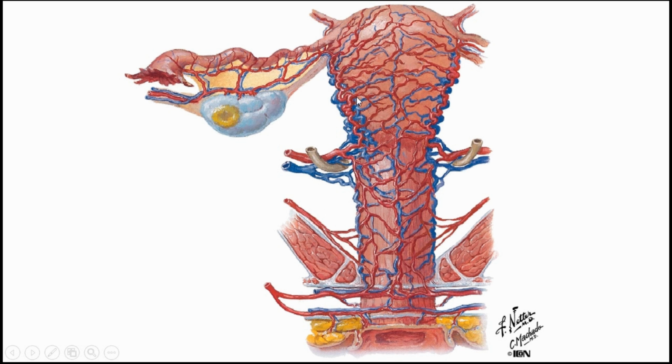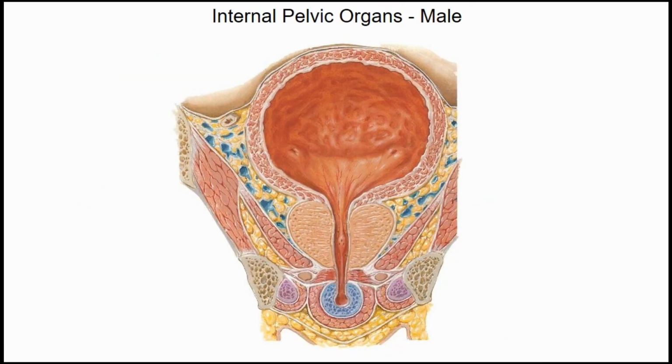Now I want to also draw attention to the fact that the fallopian tube, or the oviduct, gets its blood supply from the uterine artery, but also some anastomosis here with the ovarian artery. So the uterine and ovarian vessels do anastomose together, and the fallopian tube or oviduct shares their blood supply.